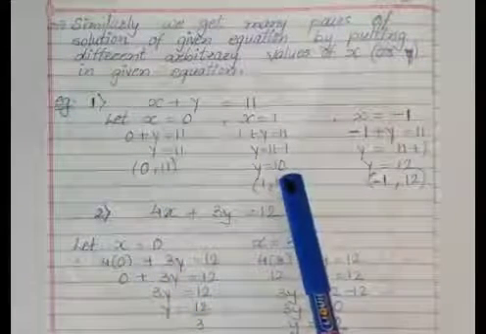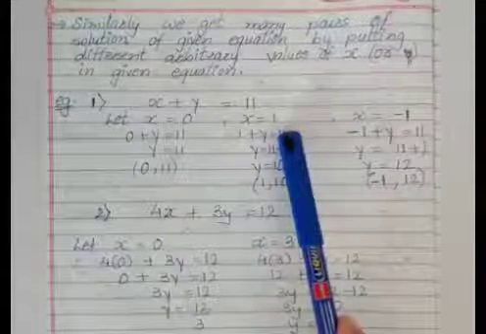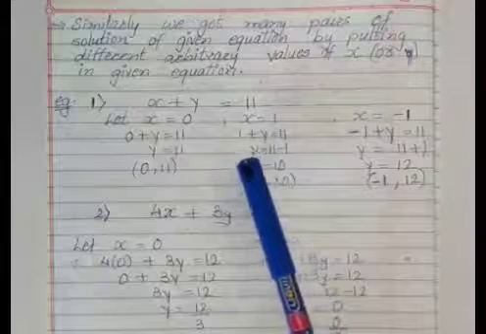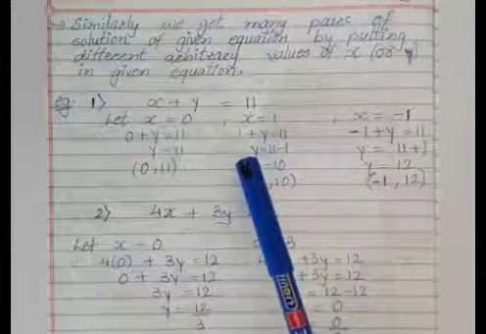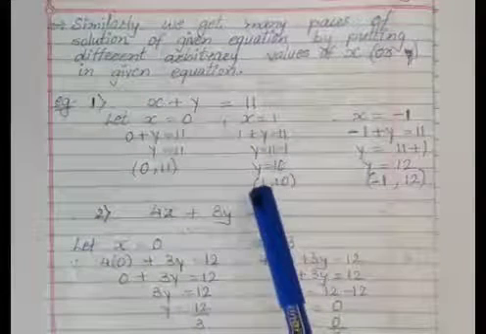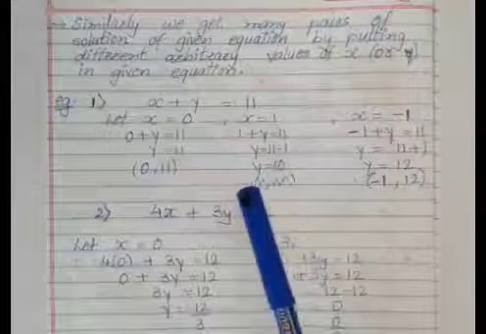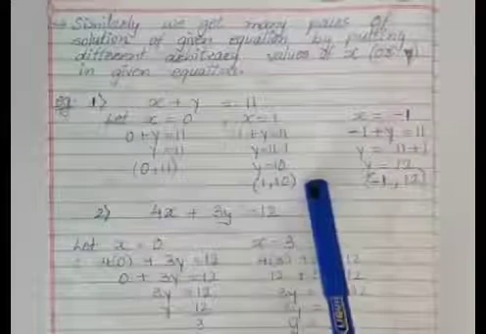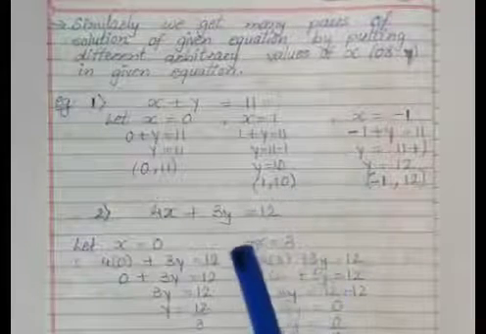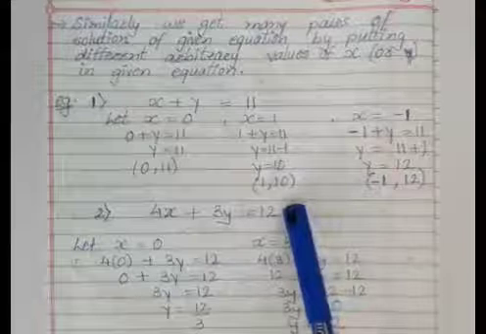To find another pair, let us select x equal to 1. Now, we are taking x as 1. Let us put the value of x in the given equation, that is 1 plus y equal to 11. Solving further, we get y equal to 11 minus 1, because when we transpose 1 to that side, plus becomes minus. So y equal to 10. So if we take the value of x as 1, the y value will be 10.